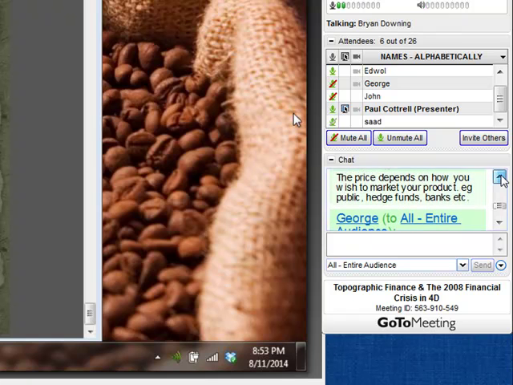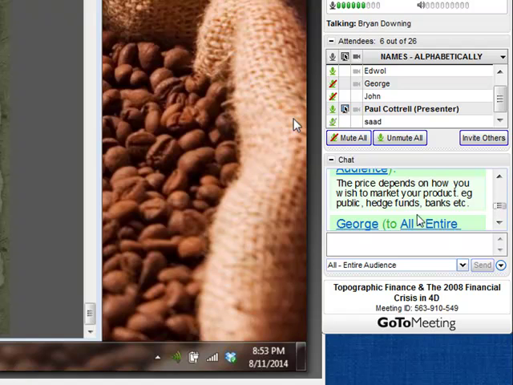Let's see here. The price depends upon how you wish to market your product, e.g., public, hedge funds, banks, etc. George mentions this, price, increase price after your product is proven. Well, that's the thing, is that this method is no different in terms of validity and accuracy as the current price to time curve.